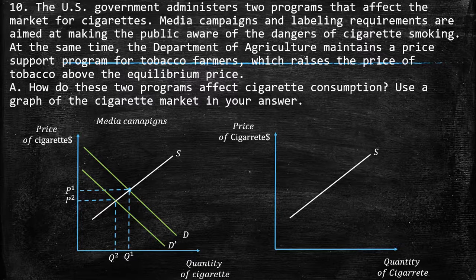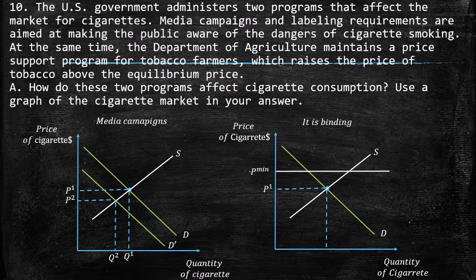On the other side, we have the support program for tobacco farmers, which raises the price of tobacco, so they establish a minimum price, which is a price floor. So in this case, there's going to be a surplus because it's going to reduce the quantities, but it depends on the demand, if it's inelastic or elastic. And in this case, they want to receive more or less depending on the demand curve.